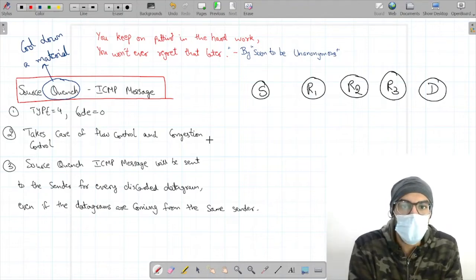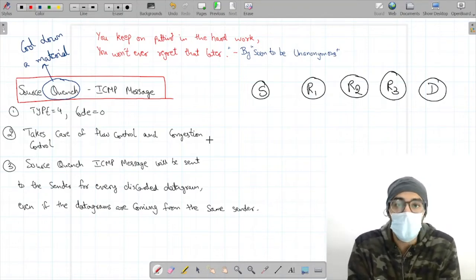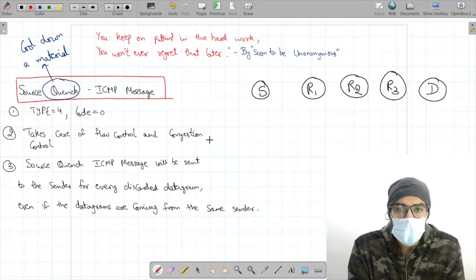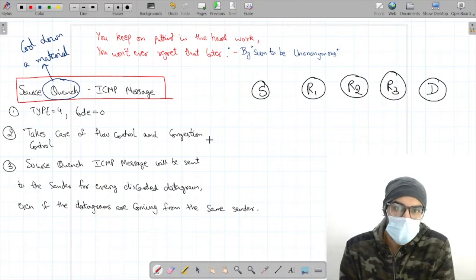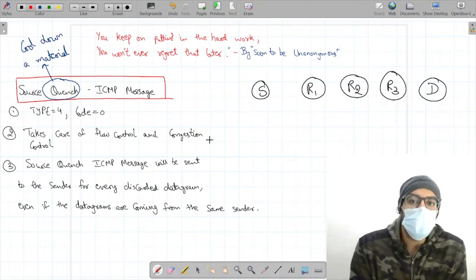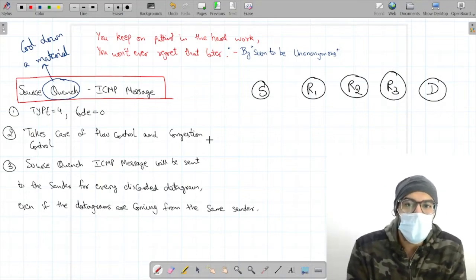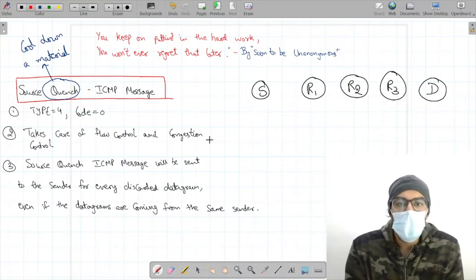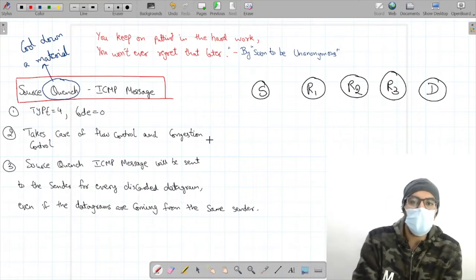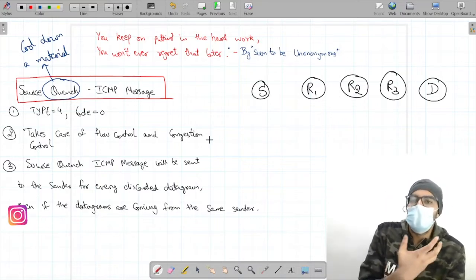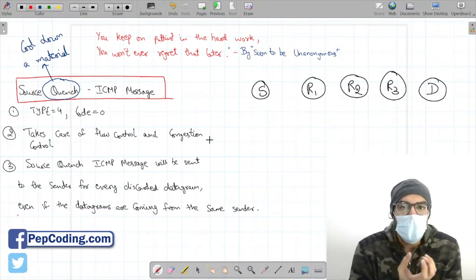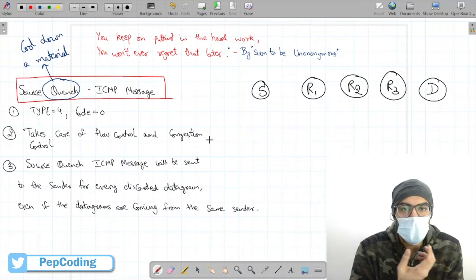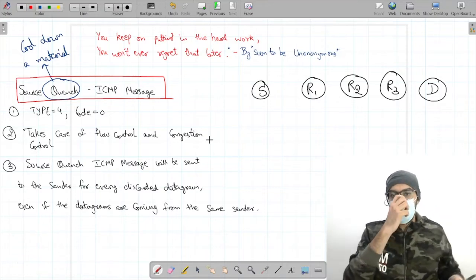In this lecture, we will be covering another type of ICMP message, that is source quenching. Quenching is a very common English word, which basically means to quench someone's thirst. The exact meaning of the word is to rapidly cool down a hot substance. So let's see how this word comes into use whenever we are sending a source quench message to the sender.